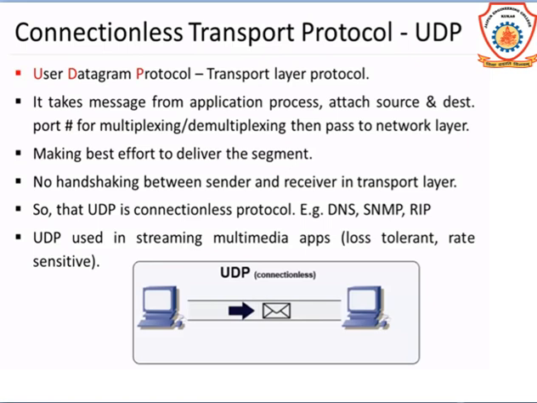UDP is used in DNS, SNMP and RIP protocols. UDP is also used in streaming multimedia applications like YouTube. These applications are loss tolerant and rate sensitive, meaning they are sensitive to throughput.